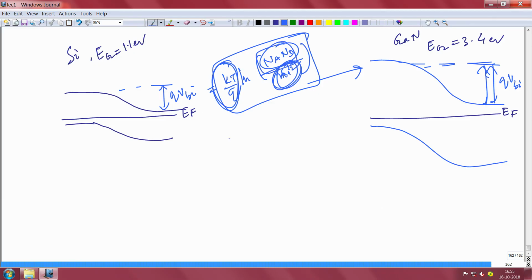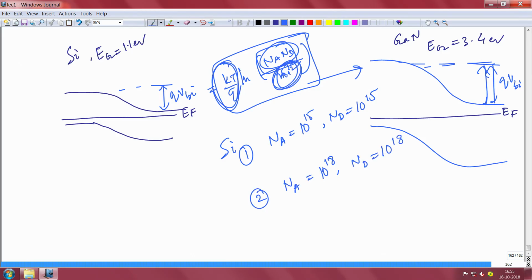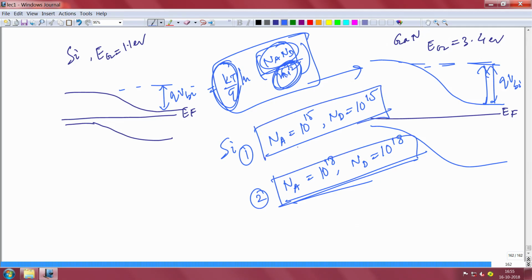Suppose I take only silicon. I have two silicon p-n junctions. Sample 1 has p-type doping of 10 to the power 15 and n-type doping also 10 to the power 15, the same. Sample 2 has p-type doping of 10 to the power 18 and n-type doping also 10 to the power 18, which is very high. Both are equal, but here it is very high doping and here it is very light doping. So what will happen now? The built-in potential for this sample will be much lower because your Na-Nd product is much lower. The built-in potential here will be much higher because your product is higher.